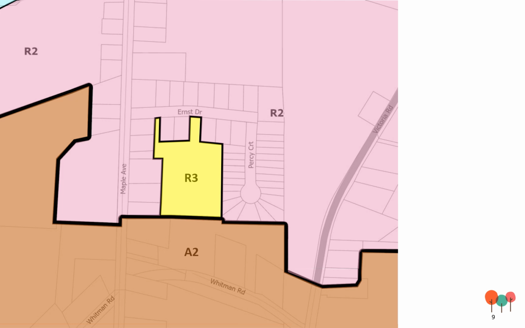So this is a hypothetical map showing what the zoning would look like if this application is successful, with the R3 zone covering the subject site.